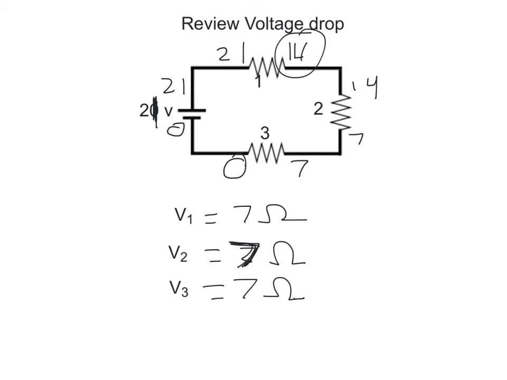Okay. So to get that 7 for voltage number 1, I did 21 minus 14. What I started with and what I ended with. To get the voltage drop for number 2, I did 14 minus 7. And for voltage number 3, 7 minus 0. Basically, you're subtracting what you started with and what you ended with. So go ahead and pause this and copy this down, because we're going to use this in our next slide.